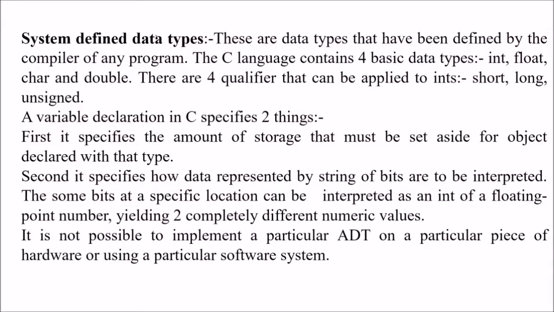But what are system-defined data types? These are the data types that have been defined by the compiler of any programming language. Like C language has four basic data types: integer, float, character, double. There are also qualifiers that can be applied to integers, say short, long, unsigned. A variable declaration in C specifies two things. First, it specifies the amount of storage that must be set aside for an object declared with that type.